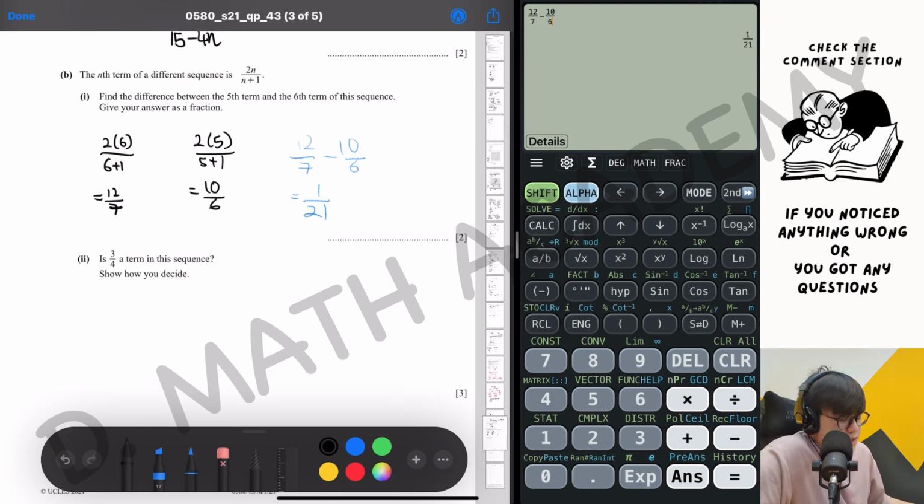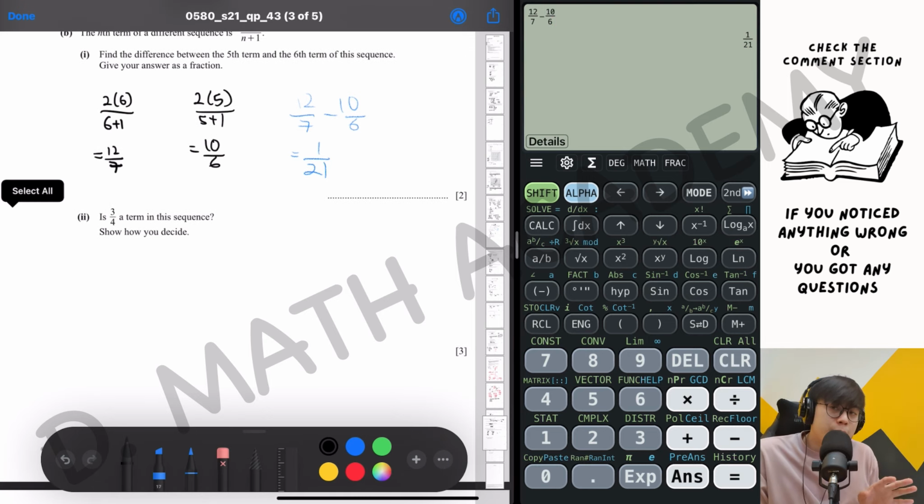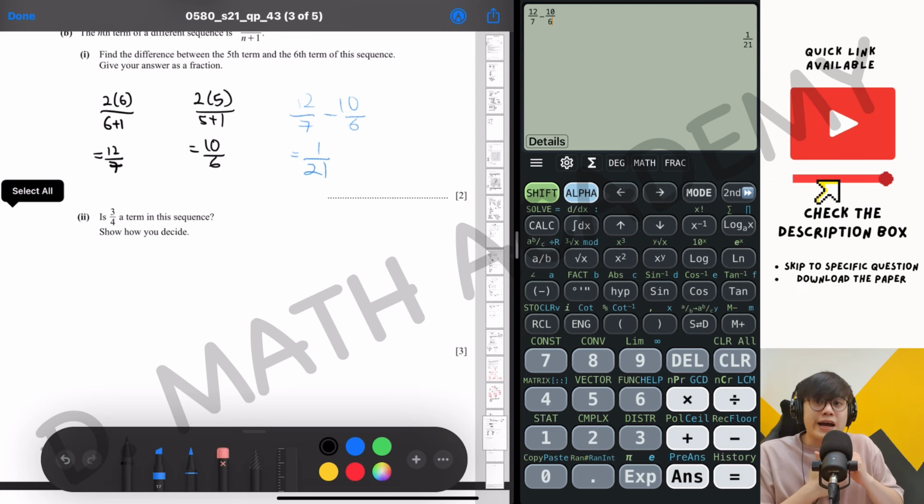And then they were asking, is 3 over 4 a term in this sequence? Show how you decide it. For part B, number 2 here, this is a technical question instead of a solving type. The main assessment here is you need to know that your n term must always be positive and it must be an integer. So a few characteristics here, it cannot be negative and it cannot be in decimal form. That's why 3 over 4 is not a term of the sequence, okay? It can be a value of it, but an outcome instead of a term itself.